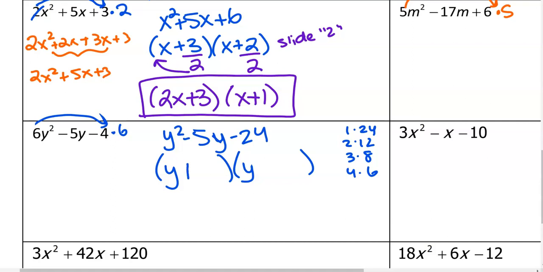Because it's negative 24, I know that one has to be positive, one has to be negative. So which one's which? Do I want 8 minus 3 or do I want 3 minus 8 to get negative 5? Look in the middle. Oh, then you would do 3 minus 8. Yes. There you go.